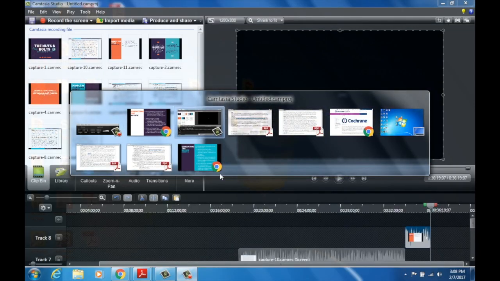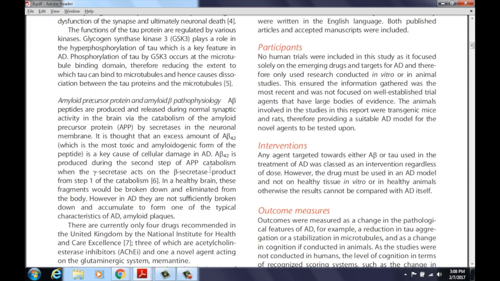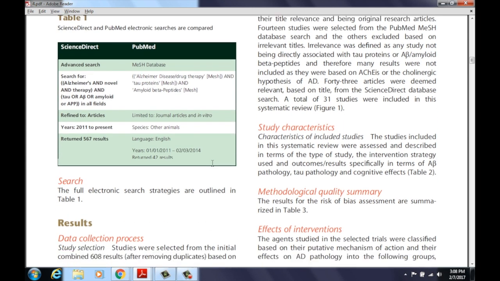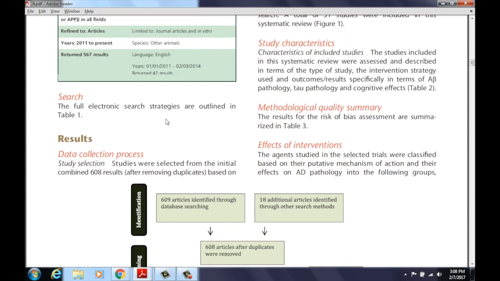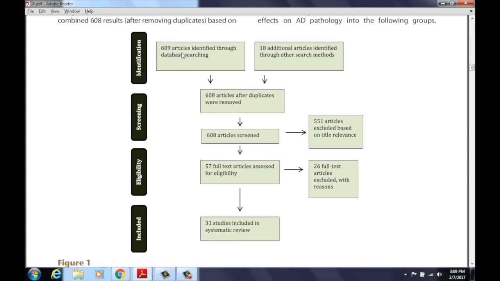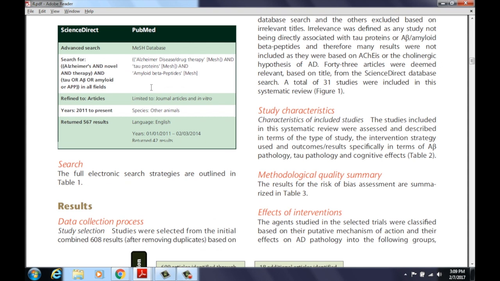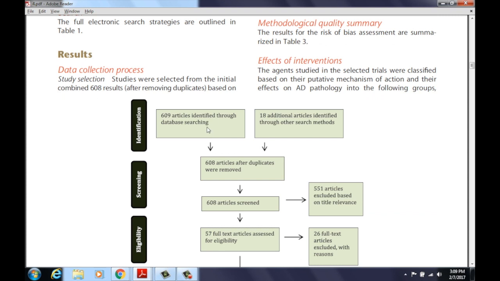As I mentioned, I wanted to refer to this systematic review, because it has a very good example of a flow diagram. As you can see here, they explain and they're open about their selection process. Initially, they identified 609 articles through the database search, which they documented and show here in Table 1. They also got 18 additional articles through other search methods, say if they found them through another journal, or through grey literature or another format.